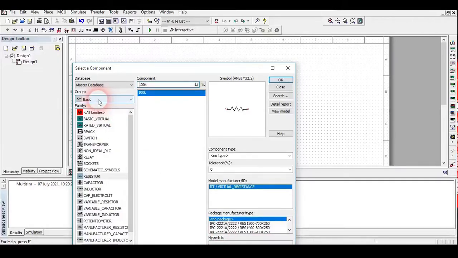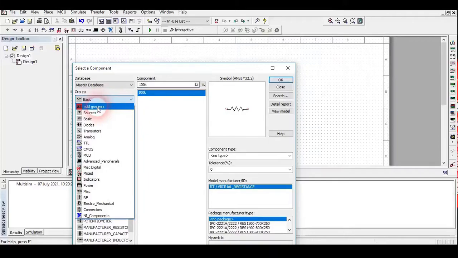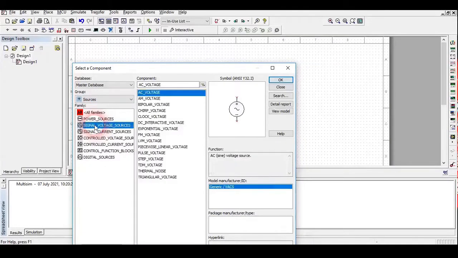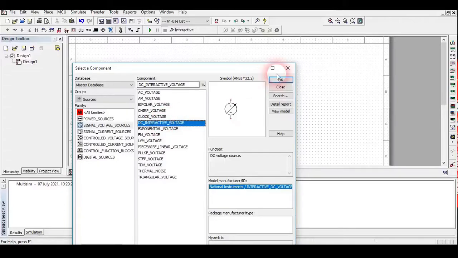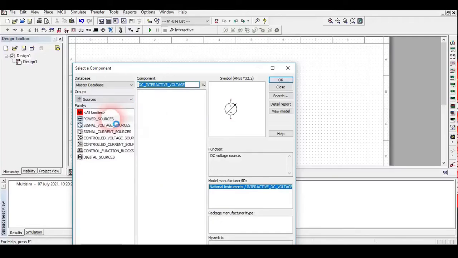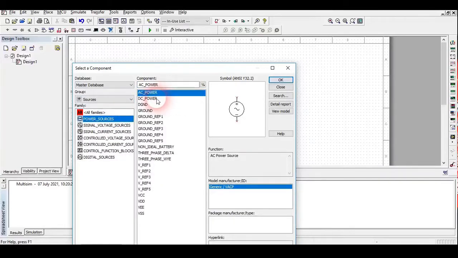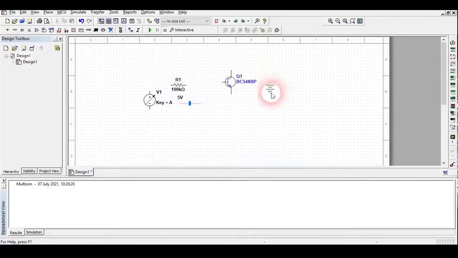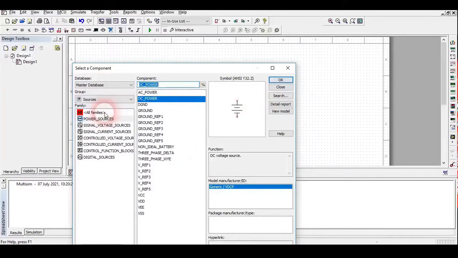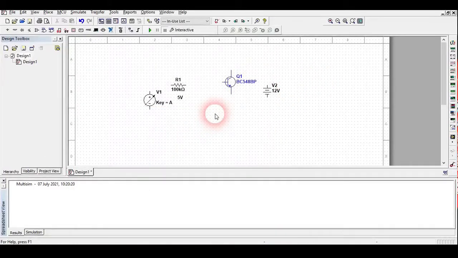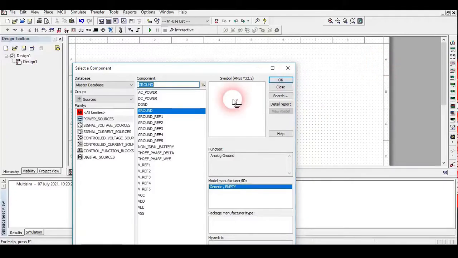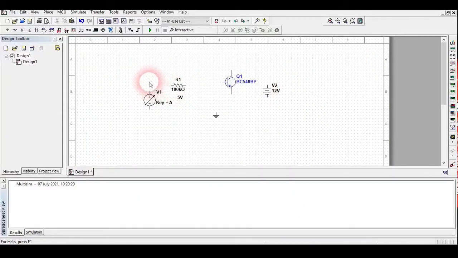Now I am going to choose a voltage. From the source I am going to choose a voltage. Since I am going to change the value of DC voltage in the V1 part, I am going to use a DC interactive voltage here. And for the V2 part, I am just going to add a DC power source. Now I would need ground also. Done. So these are the components which we are going to require for the experiment.